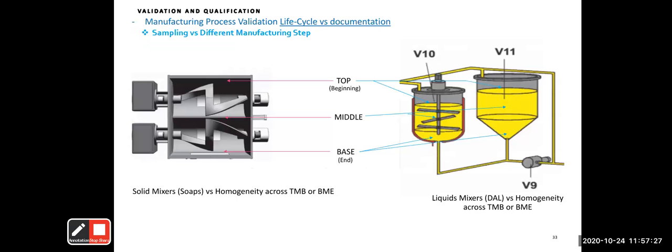So this picture is just meant to show you locations for sampling in a mixer. So you have a Sigma mixer here for either soaps or tablets, and you have manufacturing vessels and storage vessels for liquid formulations. So you look at the locations for top, middle, bottom. Now, someone would ask me, how would I collect my top? How would I collect my middle? How would I collect my base? But maybe because of time, I would probably discuss that during the question and answer section.